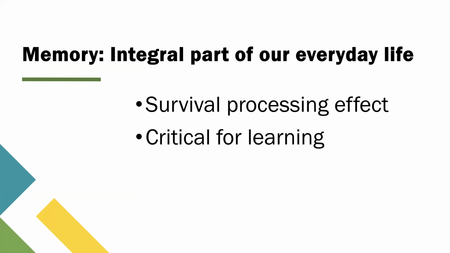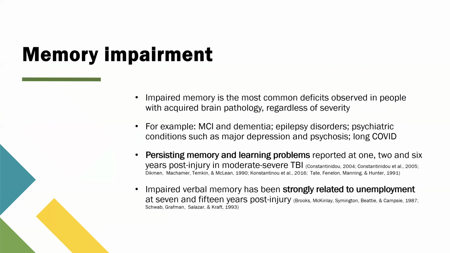It's a survival processing effect. Memory is critical for learning. So when we think about impairments in memory, we know that impaired memory is one of the most common deficits observed by people with acquired brain pathology, regardless of their severity. So for example, we see memory impairment in populations with mild cognitive impairment and dementia, people with epilepsy disorders, people with psychiatric conditions, even individuals with long COVID complain of memory impairment or memory changes after their injury.